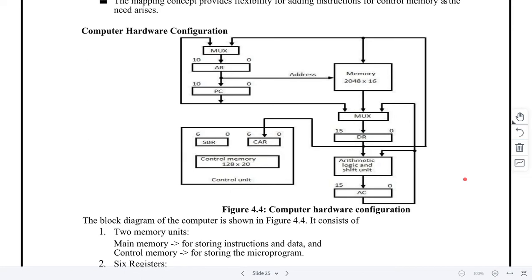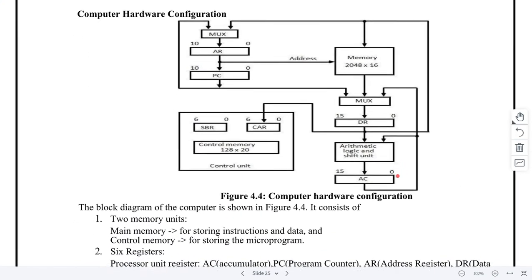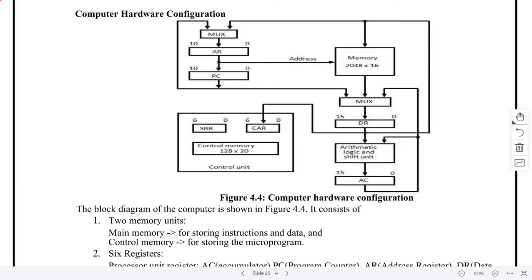Now we are going to discuss the ALU, the arithmetic logic unit. It is used for the computation of any data. Here the data is taken from the DR register and the accumulator. From these two we manipulate the data, and the result is stored in the accumulator itself. From the accumulator we send it to the main memory through the multiplexer. Here the diagrammatic representation is shown like this.